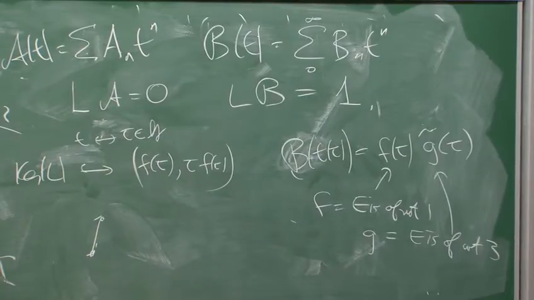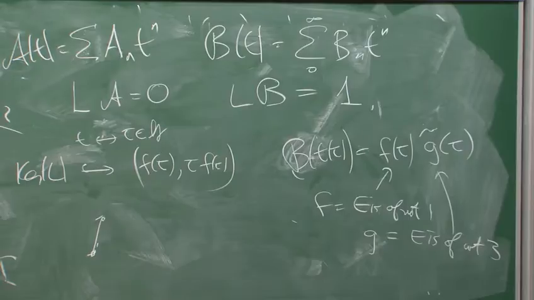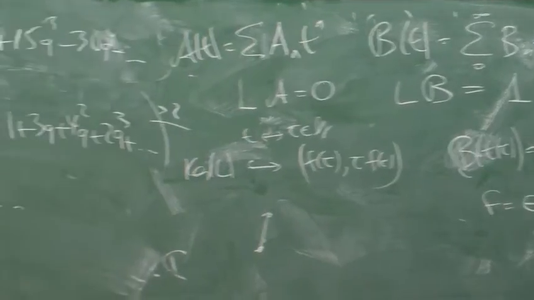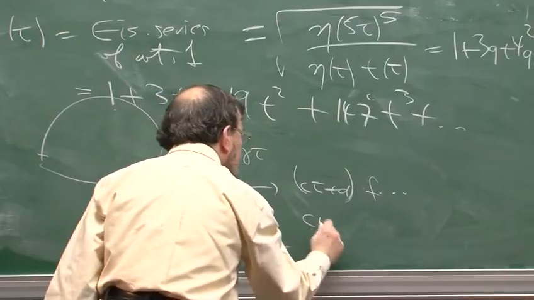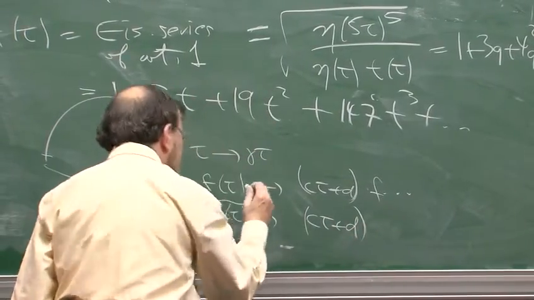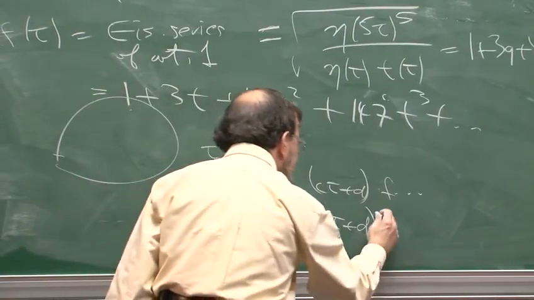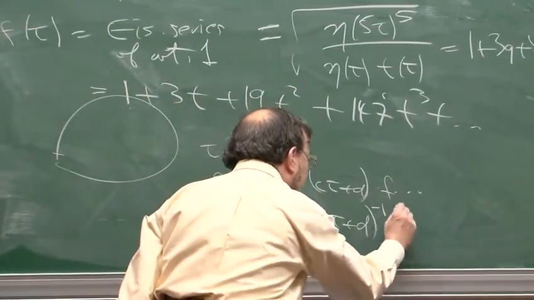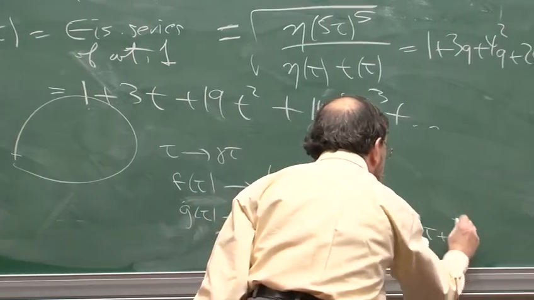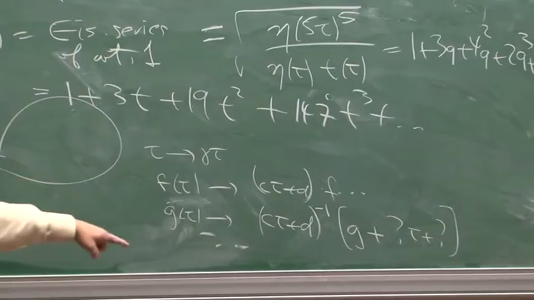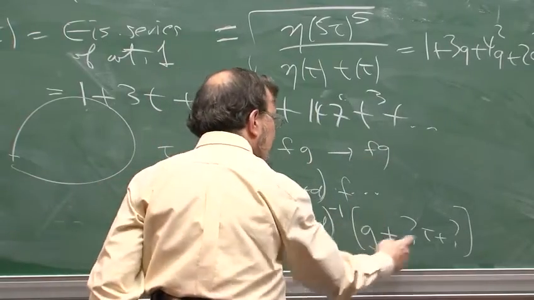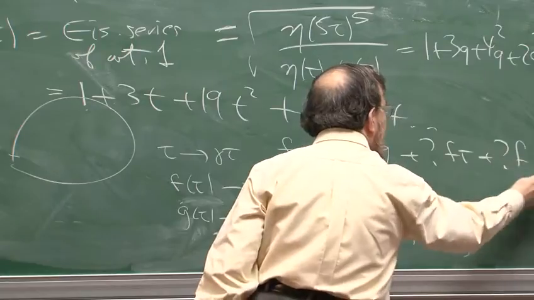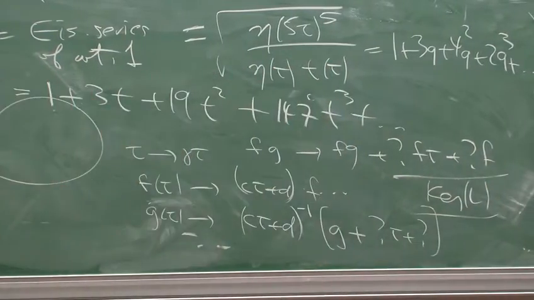So now what happens when you do monodromy? I go around and come back. Then my tau has gone into some gamma tau. Then f of tau has gone into c tau plus d times what it was, times f. But g tilde of tau is replaced by c tau plus d to the power minus 1, since it's weight 3 and I went from weight k to 2 minus k, so it's minus 1, times g plus something times tau plus something. But now if I multiply these two equations, then the c tau plus d goes away, and I find that f times g tilde goes to f times g tilde plus something times f times tau plus something times f. But this was exactly the kernel of L.